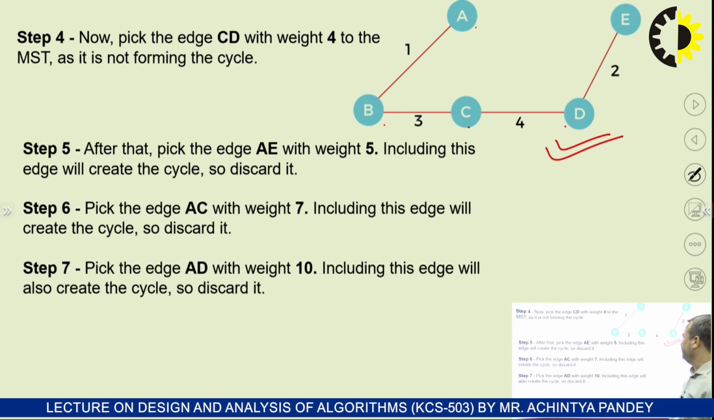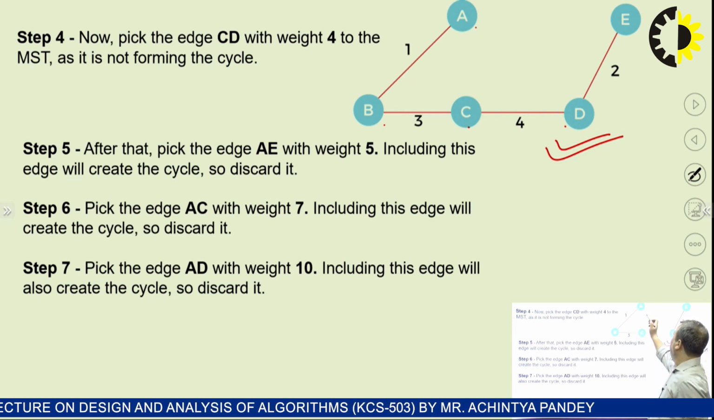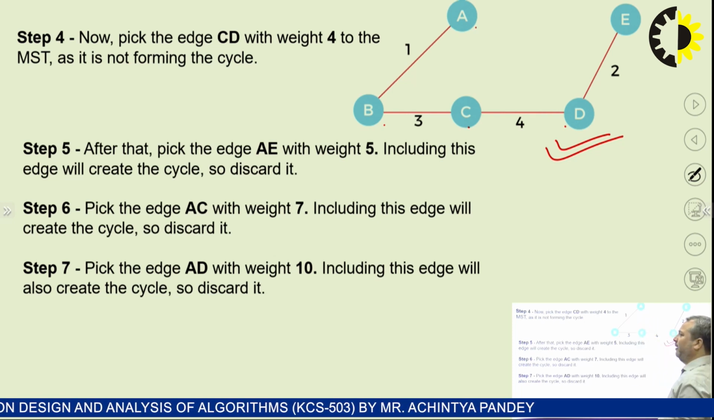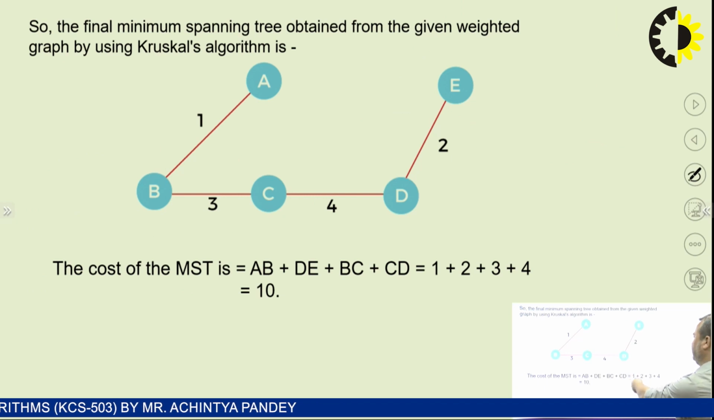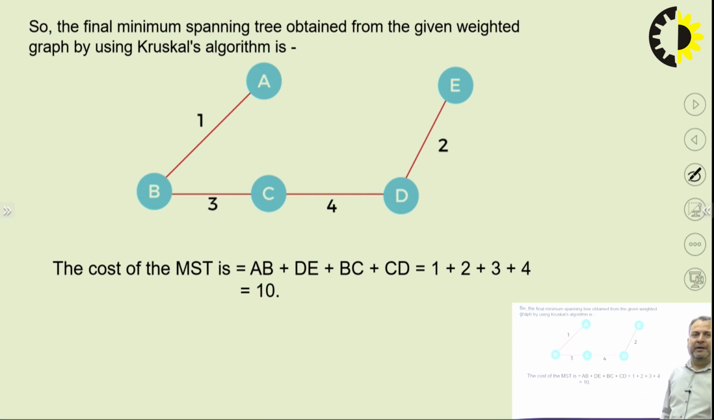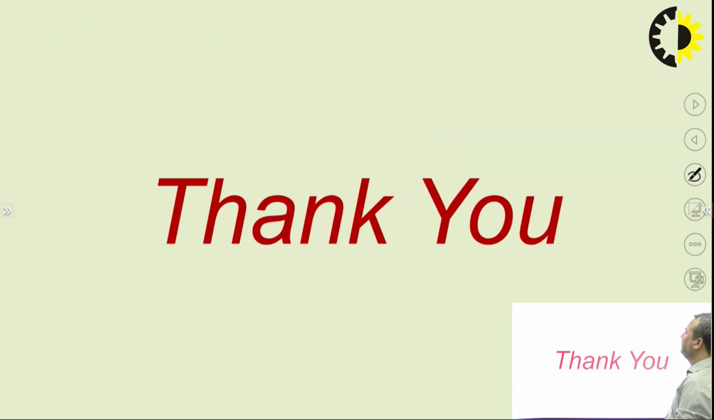Okay. And these are the weights written over here. We can just sum the weights and find the sum of the weights. So this is AB plus DC plus the others: 1 plus 2 plus 3 plus 4, 3, 6 and plus 4, 10. So this is the MST.